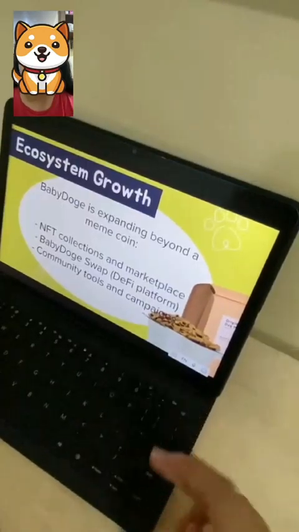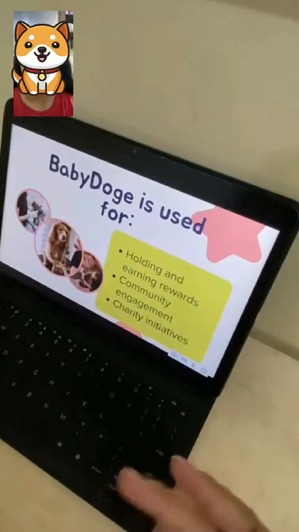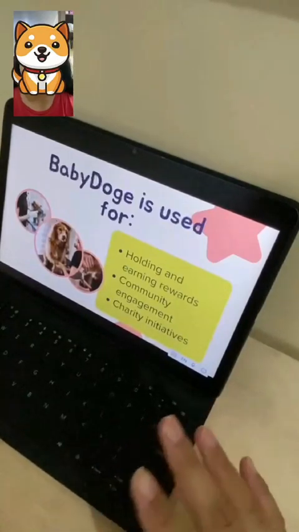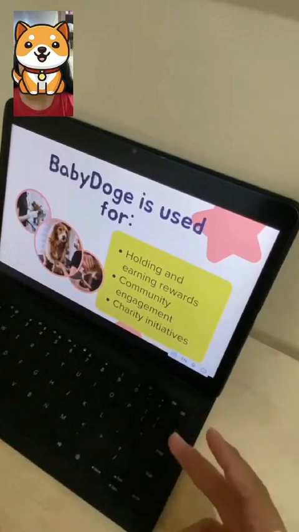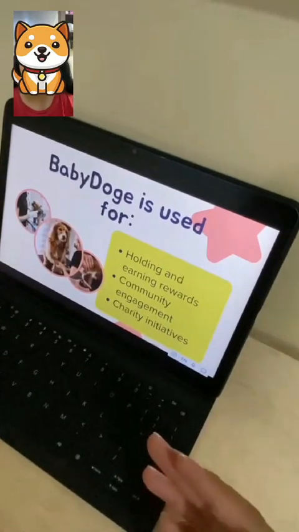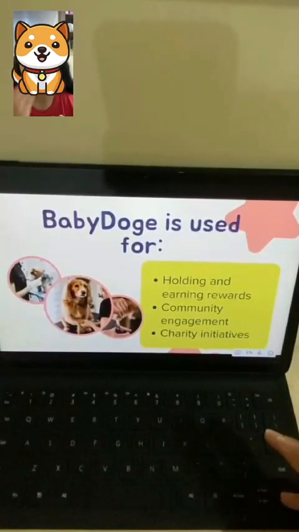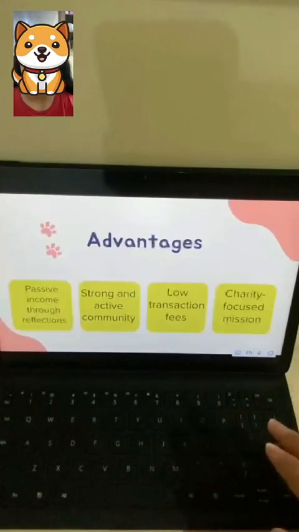And the next one is that Baby Dutch is used for holding and earning rewards. There is also community engagement, and there are also charity initiatives. And also, Baby Dutch has advantages.